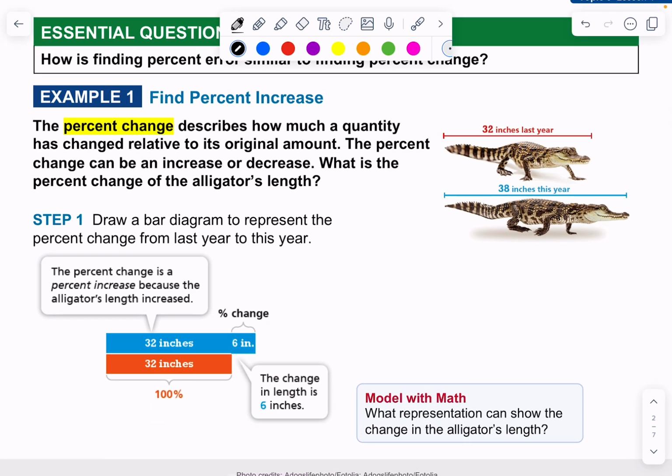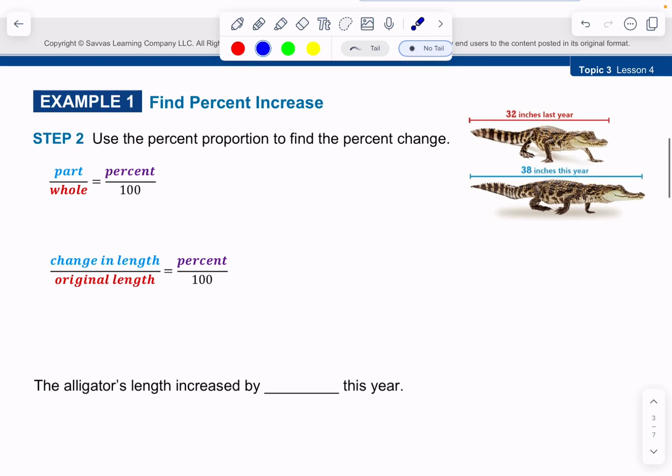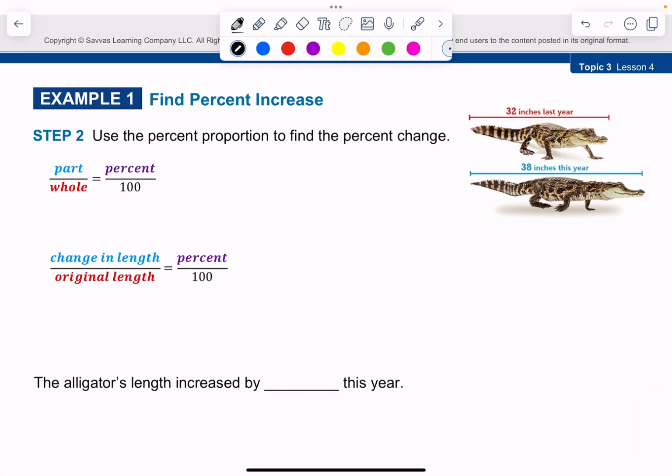Percent change describes how much a quantity has changed relative to its original amount. So you're always going to be comparing to an original amount. This example shows an alligator that was 32 inches last year and 38 inches this year, and we want to figure out the percent of change in the alligator's length. We're going to use the percent proportion, but tweak some things slightly.